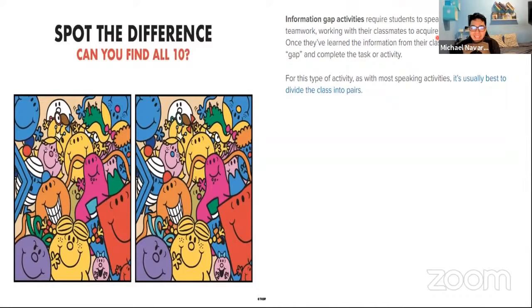These information gap activities promote collaboration. Right? So students have to work together to complete the activity. Let me give you one example. We have Spot the Difference. I love Spot the Difference. This is a simple game that you can do in a Zoom session, right? And we have this.